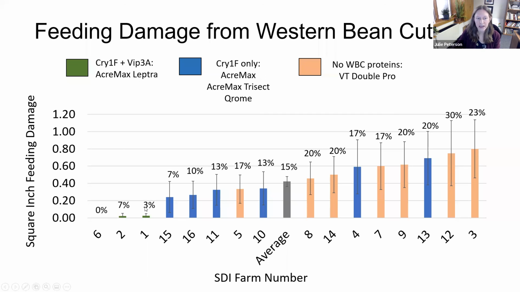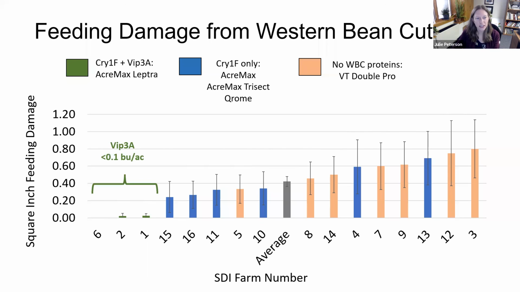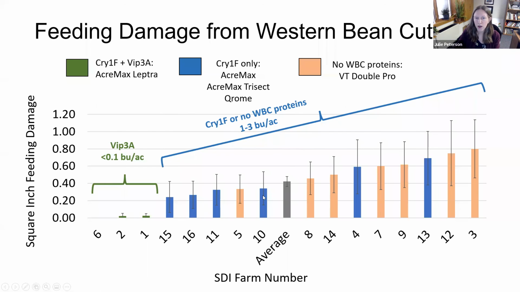This is showing the percent of infested ears. So just out of those 10 ears, how many had an actual caterpillar in them when we shucked the husks off. And what you can really see is a clear division. These VIP3A expressing hybrids here had less than 0.1 bushel per acre yield loss caused by this feeding damage. Whereas all of these ones here that either had Cry1F or no Western bean proteins in them range from about 1 bushel per acre up to 3 bushels per acre in yield loss.